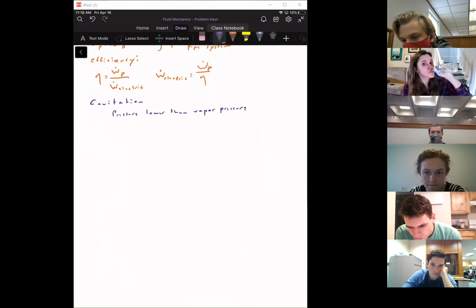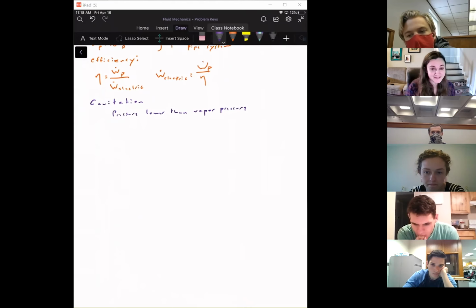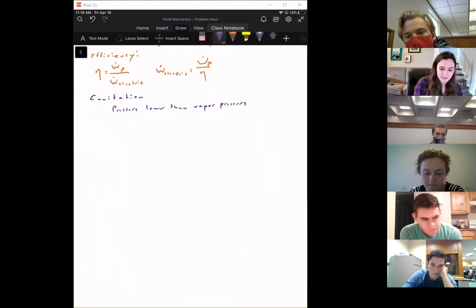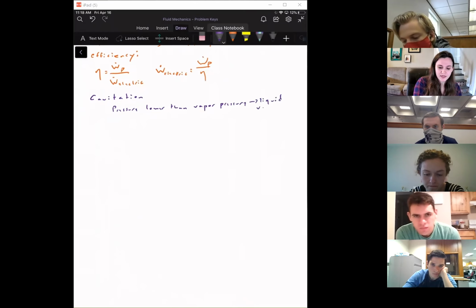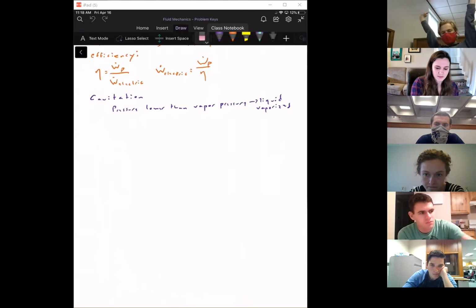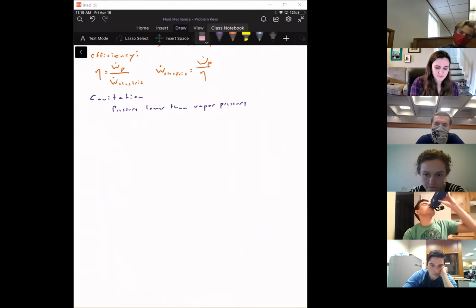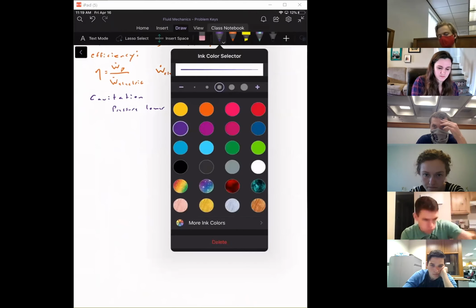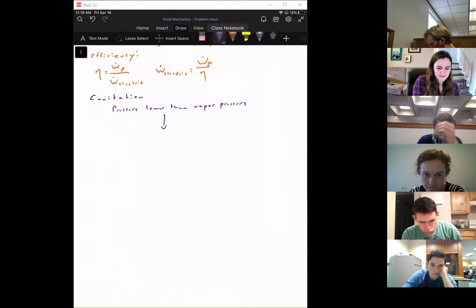You'll learn more about it in thermo. But that's how you can remember that low pressures make vaporization, make cavitation. So pressure lower than vapor pressure, the liquid vaporizes. Some of it will turn into gas. So the liquid vaporizes, which means that, I'm going to draw this. Okay, some of the liquid vaporizes.